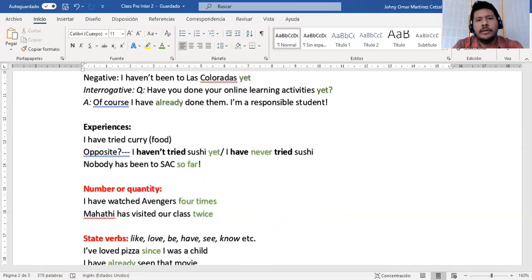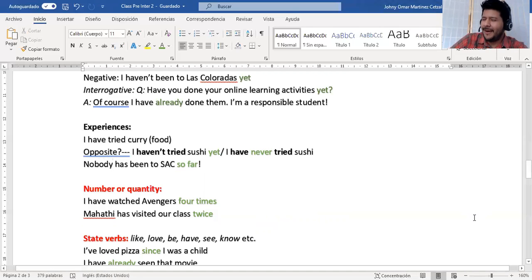And remember the conjugation: no one has, somebody has, nobody has, anybody has, etc. is third person singular. It's considered like he, she, or it, whichever of those. So nobody has been to SAC so far. This only applies to pre-intermediate too, okay? Intermediate one students have been to SAC. Now, this is the first and the most typical usage of present perfect.